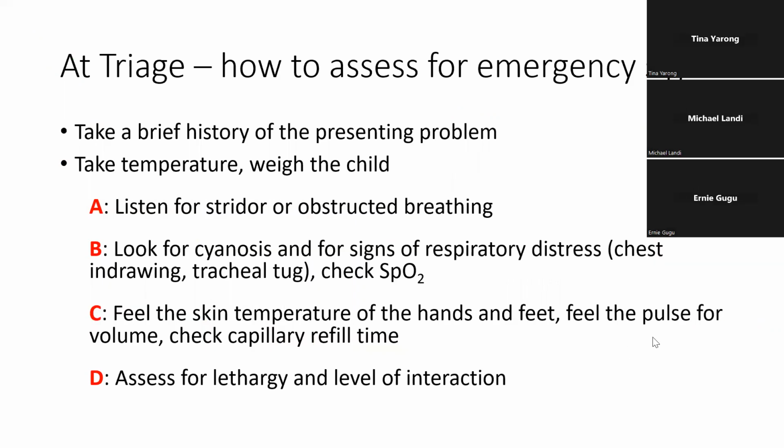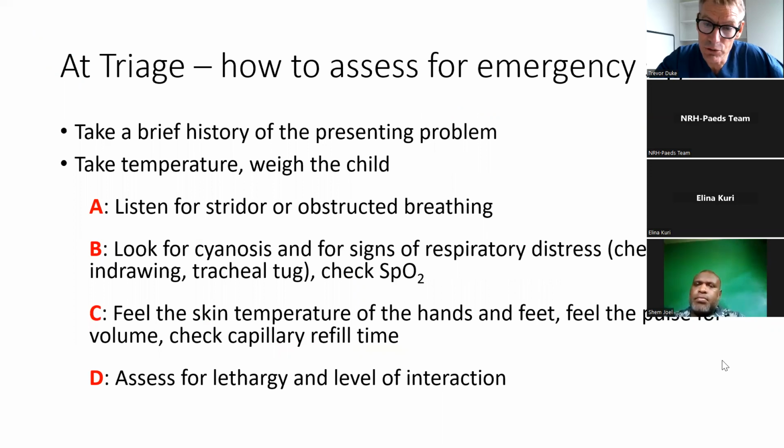The question is how to do that. And there is a relatively easy way at triage, or when you're doing your ward rounds, to detect those emergency signs. If you get used to doing this on a regular basis at triage, you take a very brief history of the presenting problem, you take the temperature and weigh the child. These are important, just basic things to do. And then in terms of detecting emergency signs, for the airway, you listen for stridor or obstructed breathing. You listen and look really, don't you? And you look for cyanosis and check for signs of respiratory distress, such as chest indrawing or tracheal tug, and check their oxygen saturation if they've got any signs of respiratory distress.